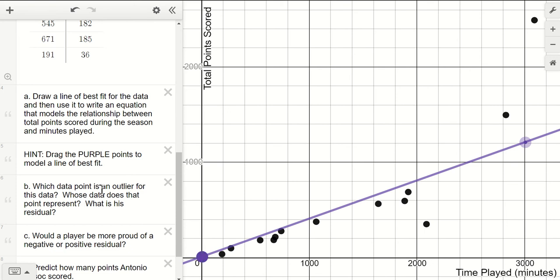Question B says, which data point is an outlier for this data? Whose data does that point represent? What is his residual? If you look at it, there is a point clearly that's not in line with the general shape of the data. So you should identify that player, and I think that player has a positive residual. So just for part B, identify that one and talk about what that player's residual is.